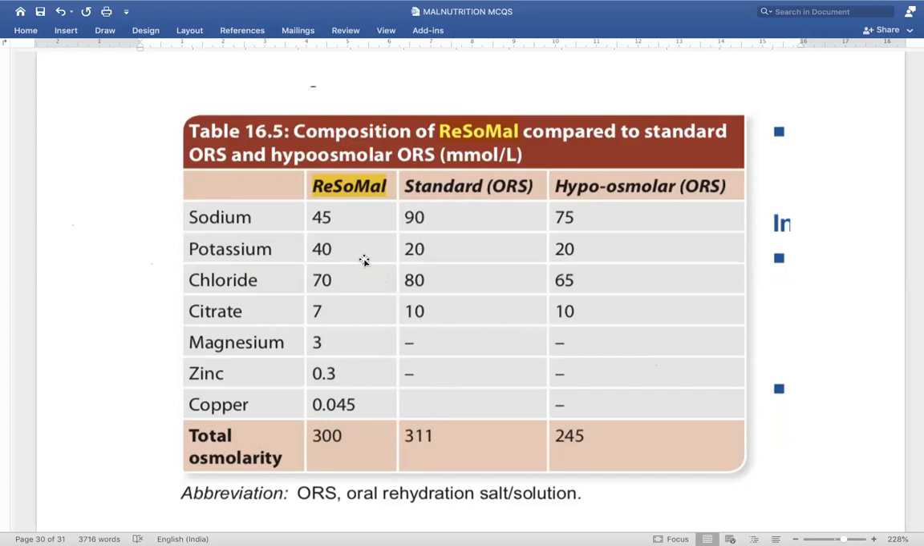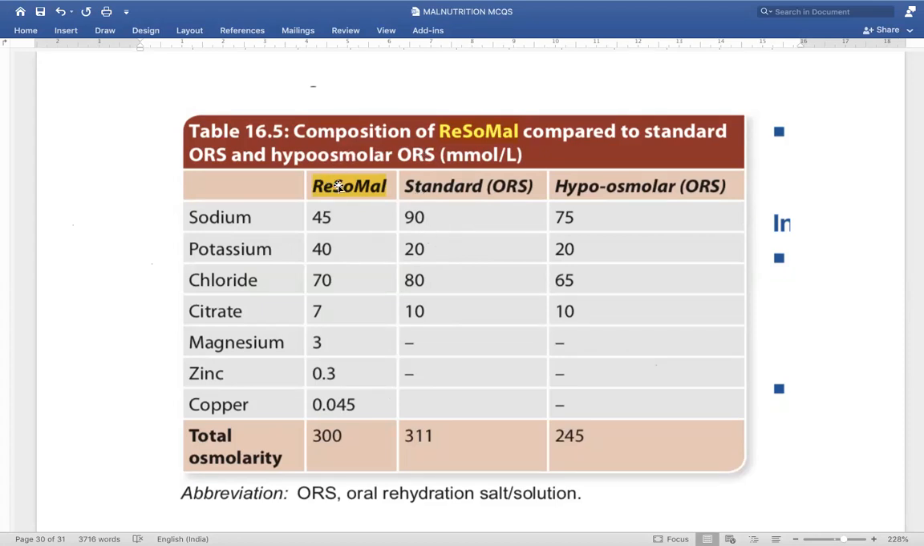So how do you remember standard ORS? What I used to remember is sodium chloride. Our table salt is sodium chloride. And apart from that, you have to only remember potassium citrate. Sodium chloride is 90-80, potassium citrate is 20-10. So these are the 2 things you remember in standard ORS. NaCl is 90-80. Potassium citrate is 20 and 10. So that's how you can remember standard ORS.